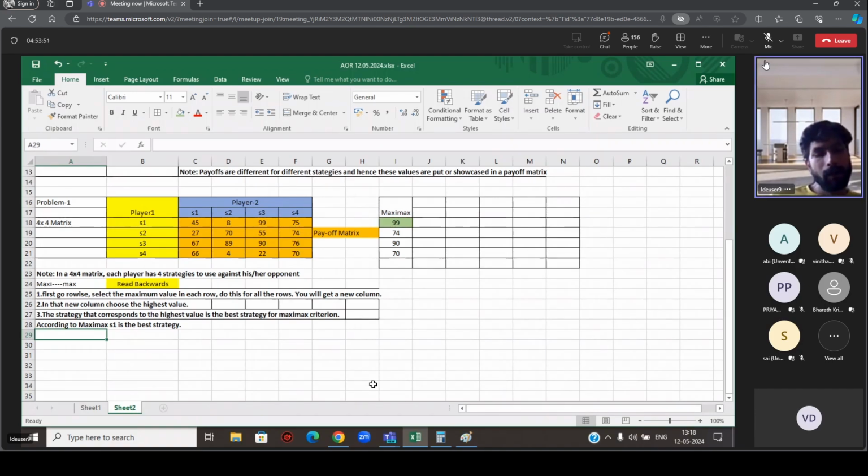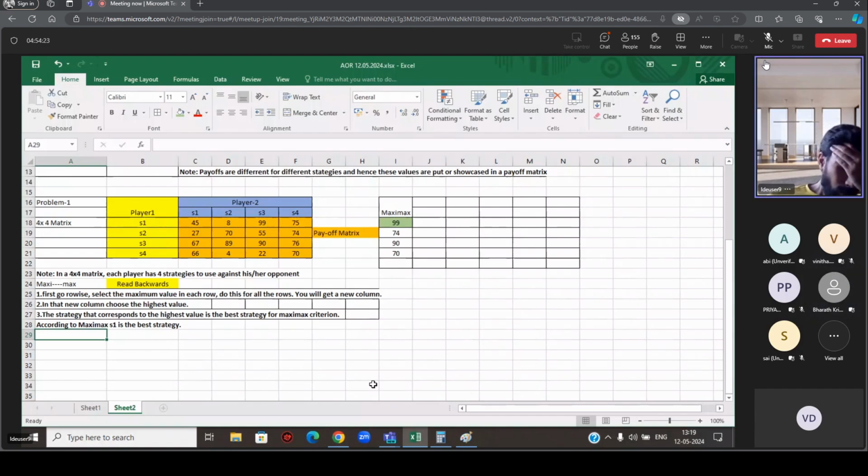Now you see here, that is according to player 1, right? According to player 1, S1 is first, and according to player 2, S3 is the strategy. That 99 is corresponding to which strategy? S1. Okay, right. Are you understanding? Yes, sir.